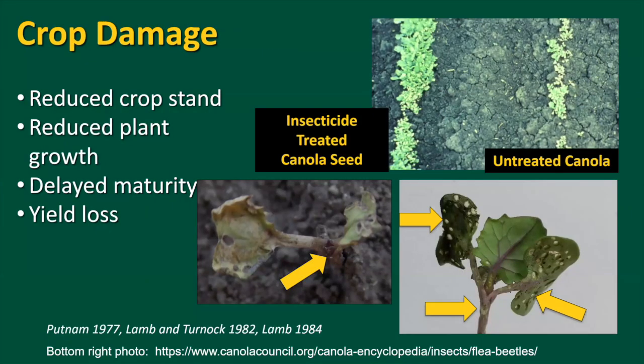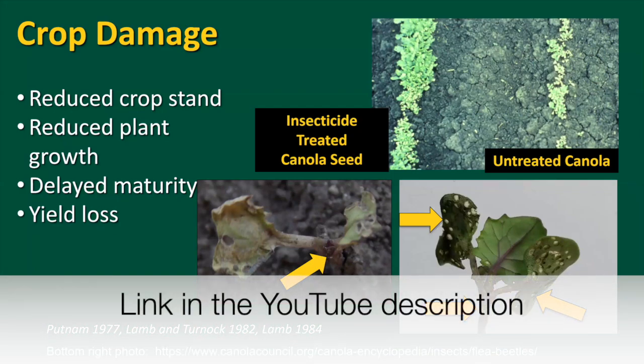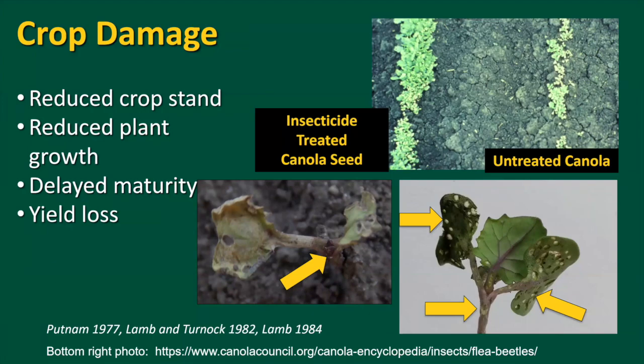For crop damage, they do a significant reduction on crop stand. As you can see in the top picture, the untreated canola has huge gaps in the stand versus one that was treated with insecticide seed treatment has a much better stand. And they also slow down plant growth, and they can kill the plant outright by feeding on it. And this causes delayed maturity, so you'll have an uneven harvest. Some plants will be ready to harvest and other plants won't be. And of course, the significant yield loss when you have economic populations of flea beetle. In the lower right picture, you can see the feeding from the flea beetle.